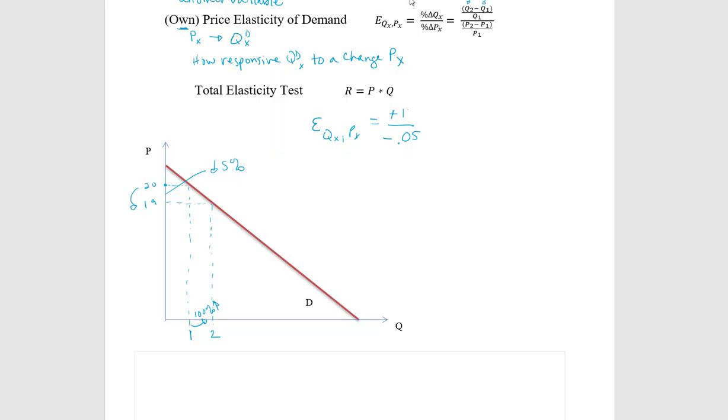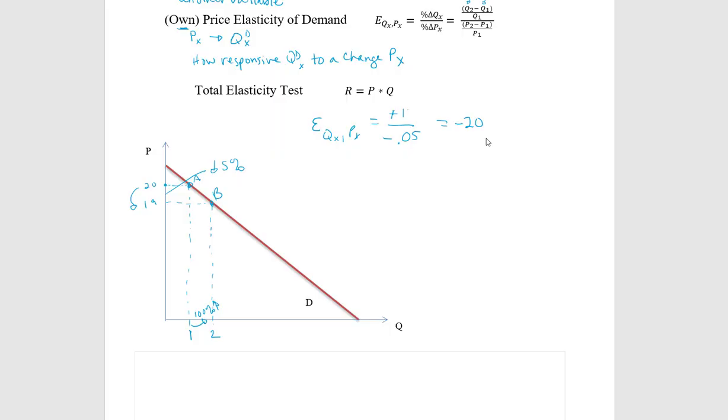Big numbers, far away from 0, are elastic. So if I were to do the math on this, I would have a very big number far away from 0. I'd have minus 20. The elasticity between point A and point B is quite large, minus 20.